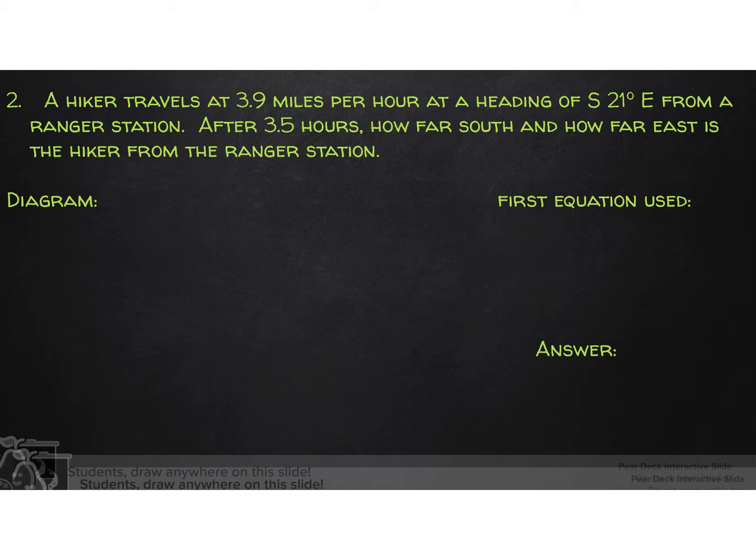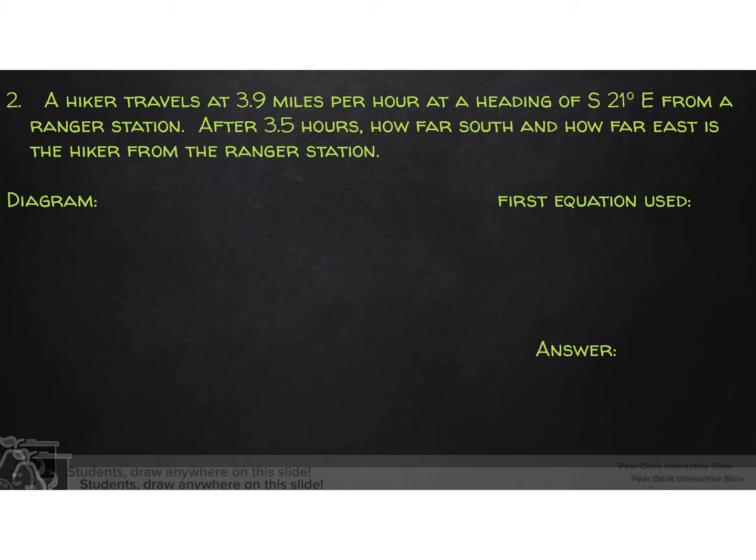So here's our first real compass bearing question. This one actually says heading, but again, they're synonyms. So a hiker travels 3.9 miles per hour at a heading of south 21 degrees east. So that's 21 degrees east from due south, from a ranger station. After 3.5 hours, how far south and how far east is the hiker from the ranger station?